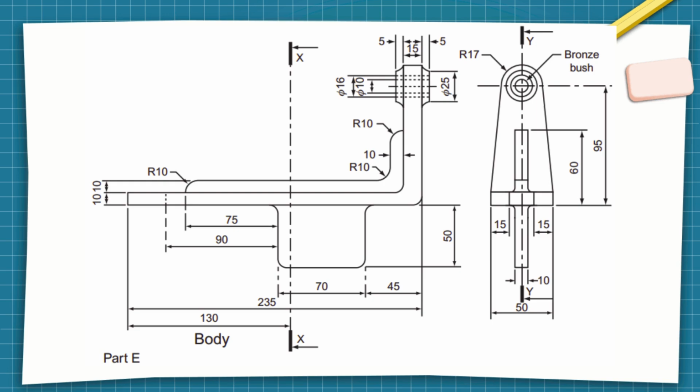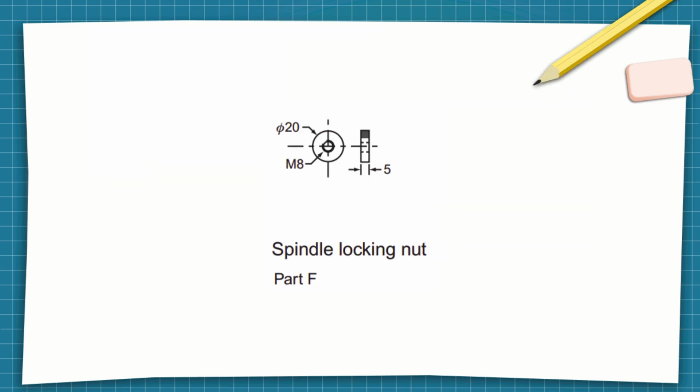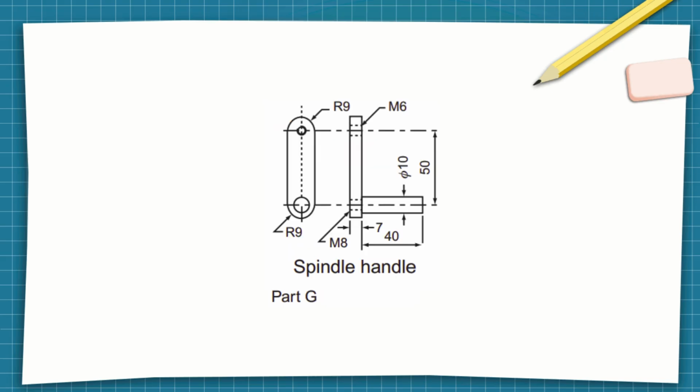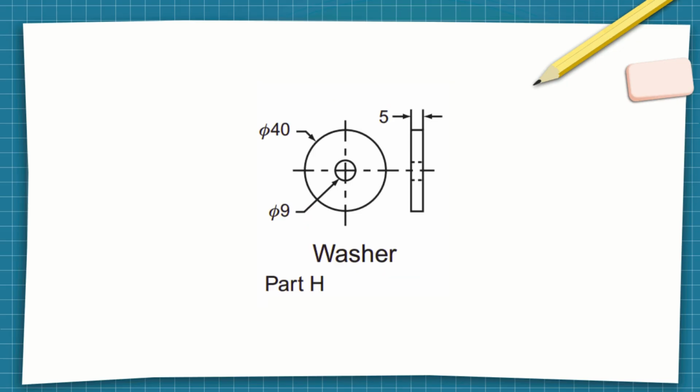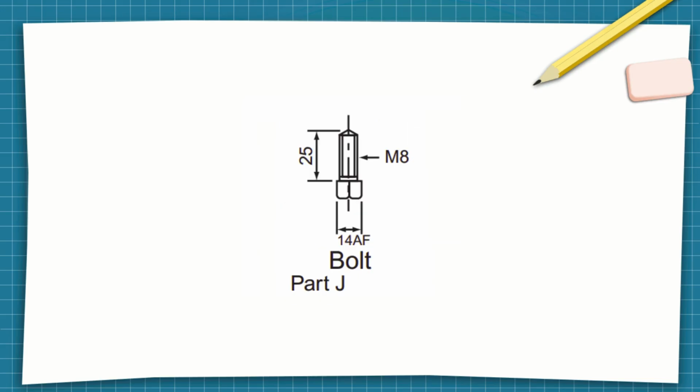Remaining parts F, G, H, J. The smaller assembly parts include Part F, spindle locking nut, which has an external diameter of 20 and an internal M8 thread. Part G, spindle handle, a piece with a height of 50 and features a radius of 9. Part H, washer, with an outer diameter of 40 and a thickness of 5. And Part J, bolt, an M8 bolt with a length of 25.